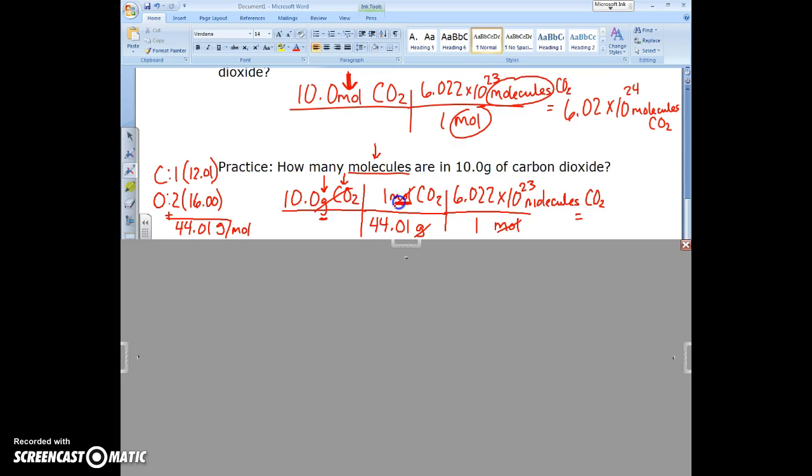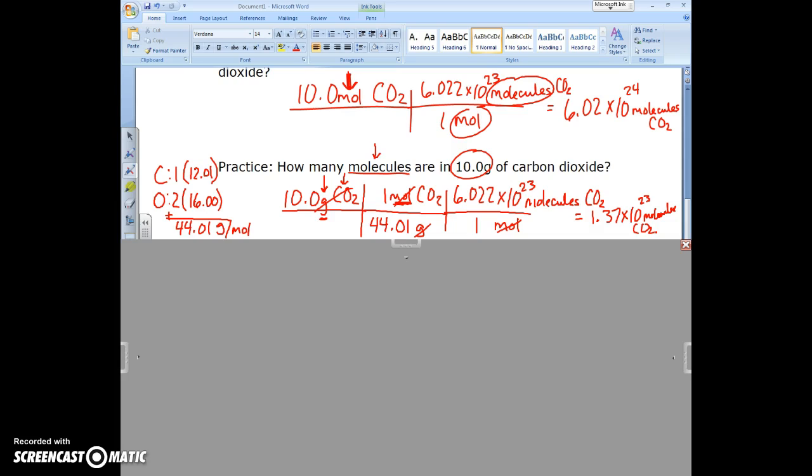Everything on top multiplied together, divided by everything on the bottom multiplied together. So, I need 3 sig figs in my answer. 1.37 times 10 to the 23rd molecules of carbon dioxide. And that's how you do these problems.